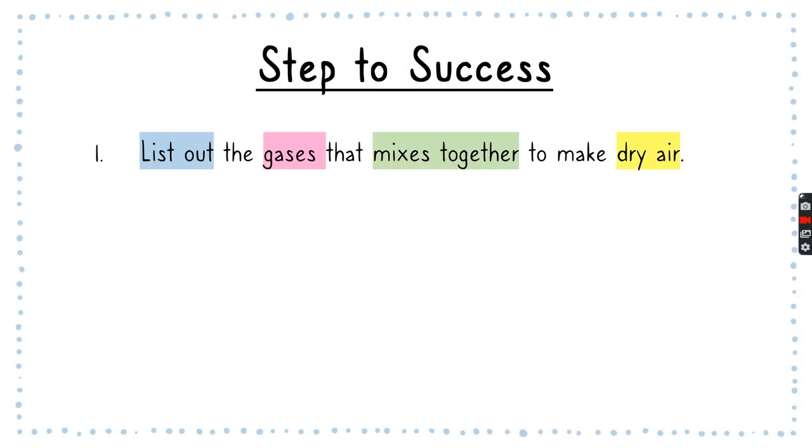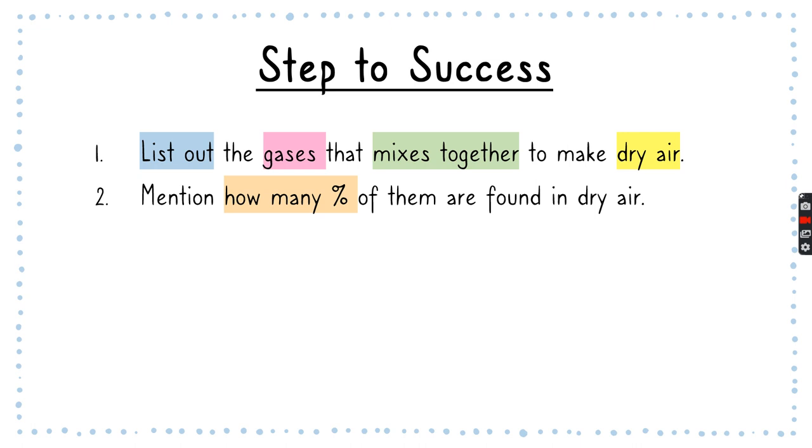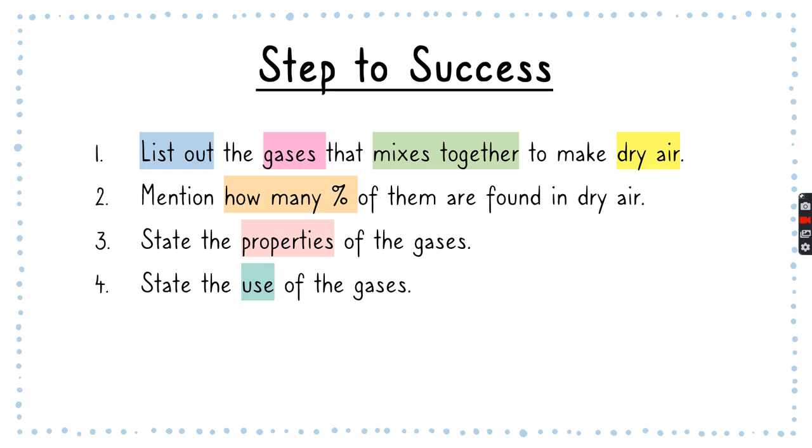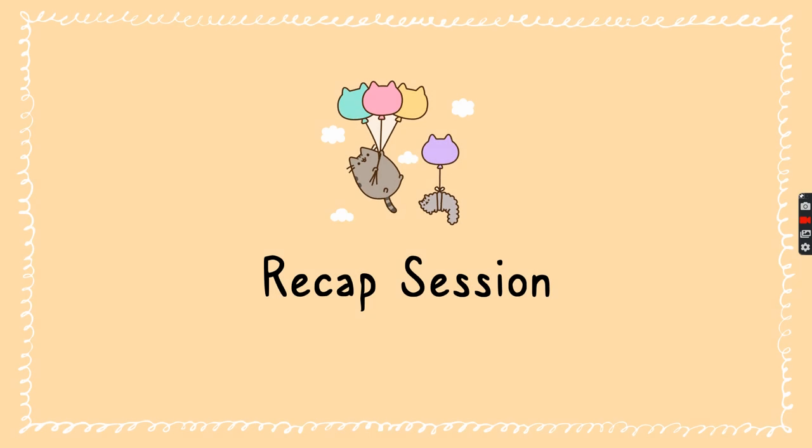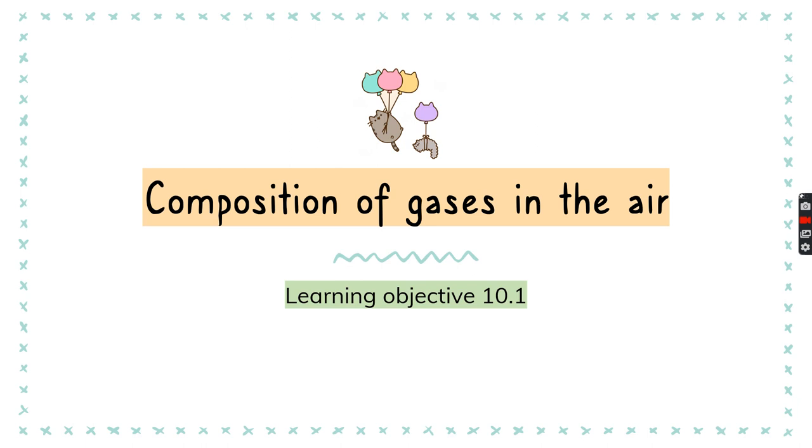The step to success from before our classes was that we needed to list out gases that mix together to make dry air. So what are those gases and what do they have to do with dry air? Number two, you need to mention about how many percent of them are found in dry air. And also number three, state the properties of those gases. You need to know about their uses and also the methods on how to test oxygen, carbon dioxide, water vapor, and hydrogen. So let's start our recap session.